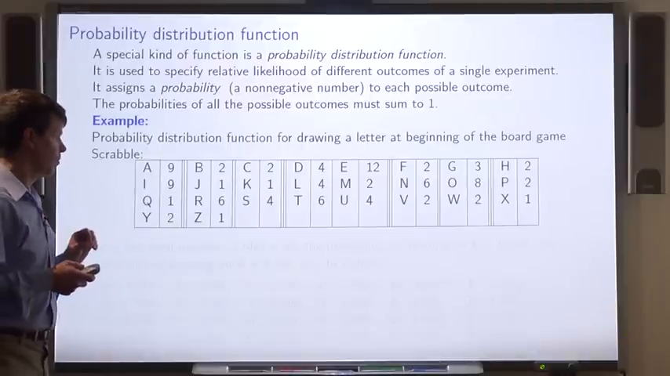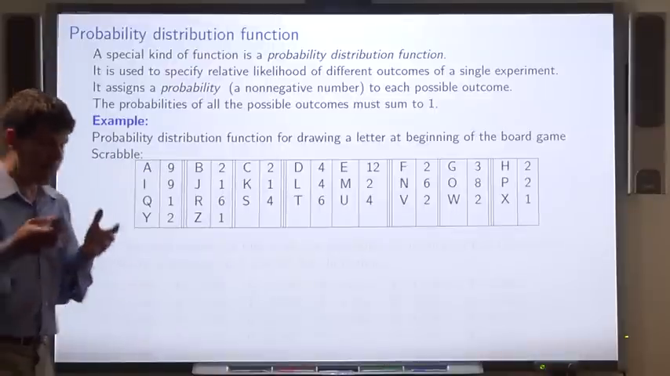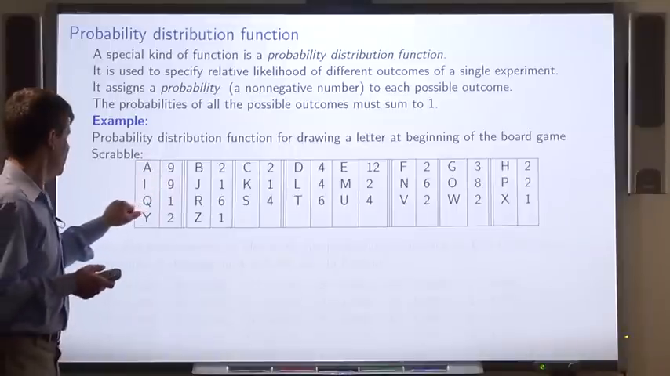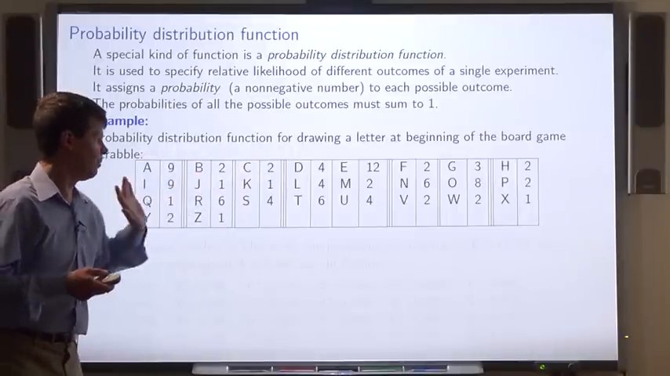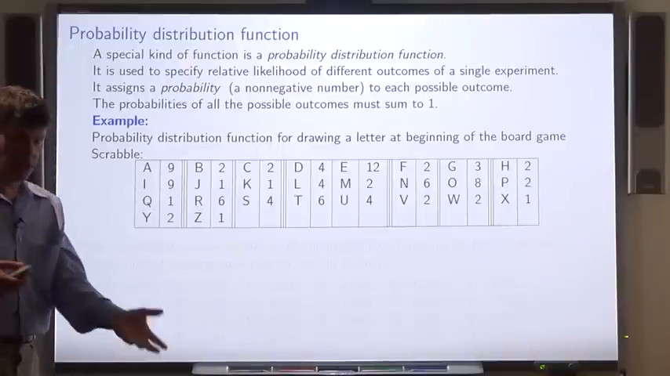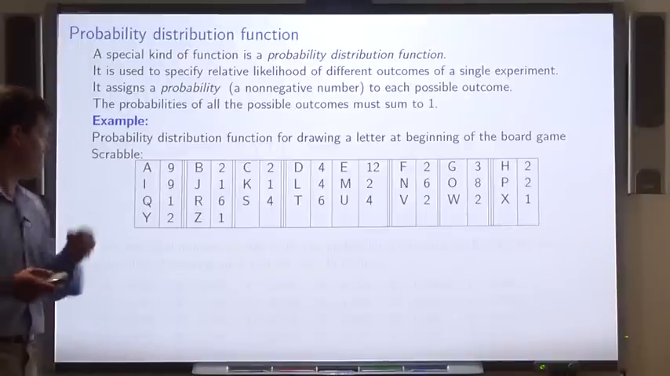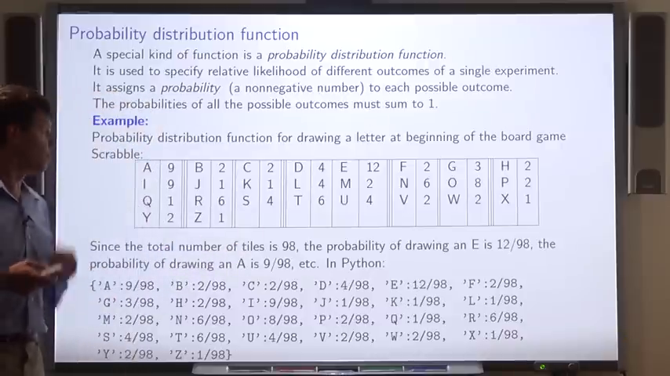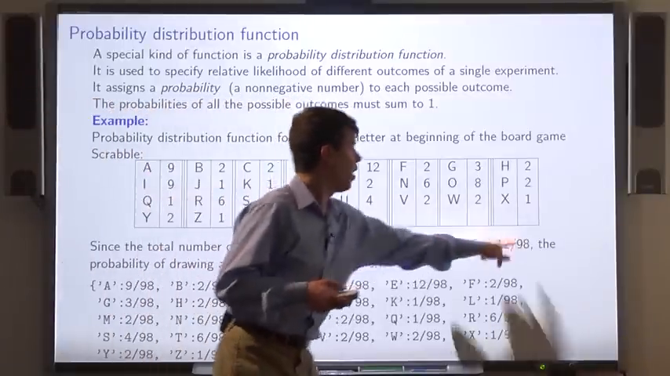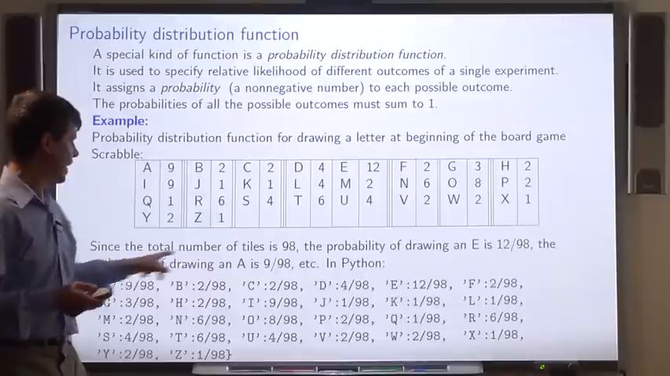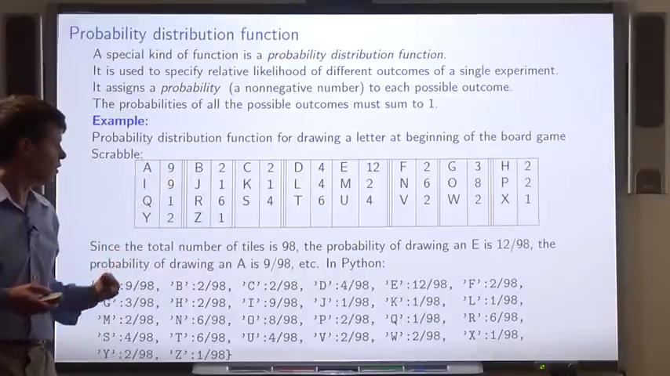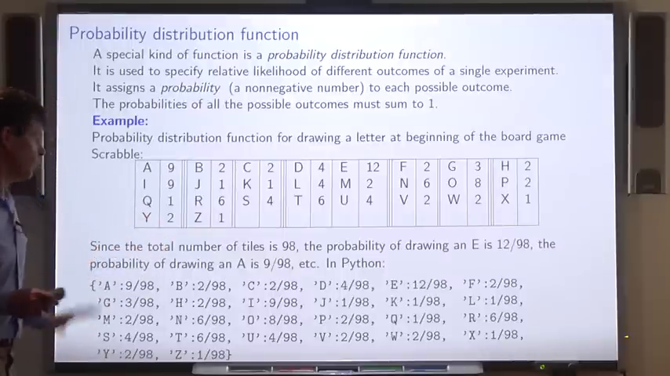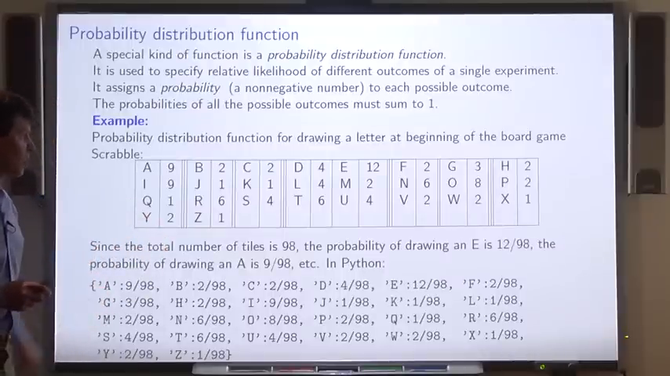So, for example, in the game of Scrabble, at the very beginning, the bag is filled with tiles. There are 9 A's, 2 B's, and so on. So at the very beginning, consider the experiment of drawing a tile from the bag. Since the total number of tiles is 98, the probability of drawing an E is 12 over 98, because there are 12 E's. The probability of drawing an A is 9 over 98, and so on. The denominator is 98, so that all these probabilities will sum up to 1. We represent that function by this Python expression.